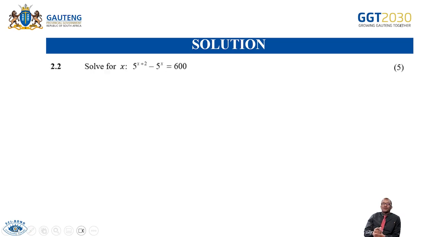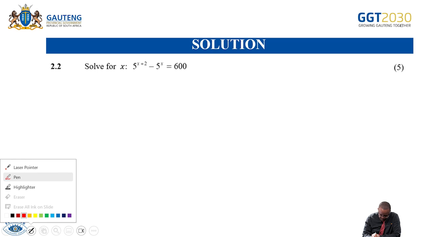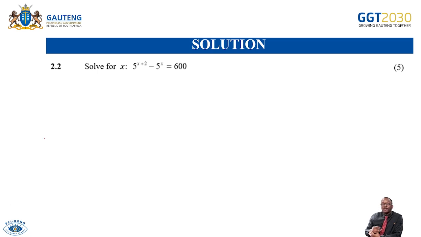Let's look at the second one now. These are equations that are involving logarithms for 5 marks. We must now think of the exponents because it's very important. Exponents and exponential logs are working together. So here we are having 5 to the power of x plus 2 minus 5 to the power of x is equal to 600. So let's separate these ones.